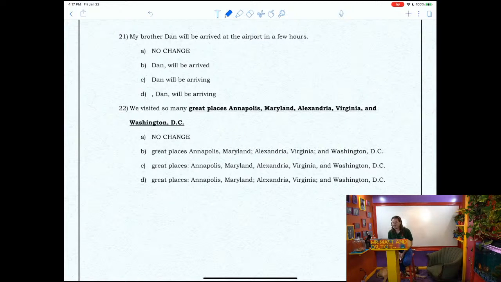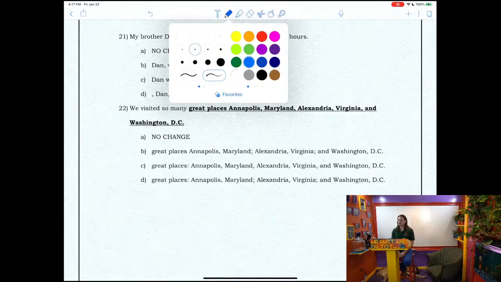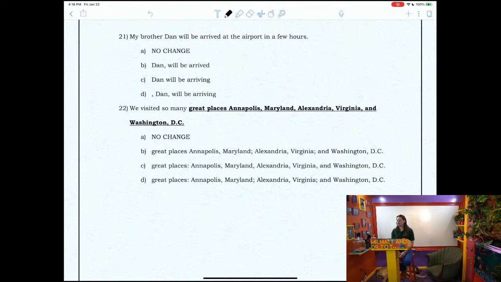21 asks, "My brother Dan will be arrived at the airport in a few hours." And that should have an underline here. This should be the underlined portion. Let me add that in. So "Dan will be arrived" is the phrase in 21 that you should be analyzing. So, my brother Dan will be arrived at the airport in a few hours. And 22, "We visited so many great places: Annapolis, Maryland, Alexandria, Virginia, and Washington, D.C." I'll give you 3 minutes. After 1 minute, I'll start to give you some hints.